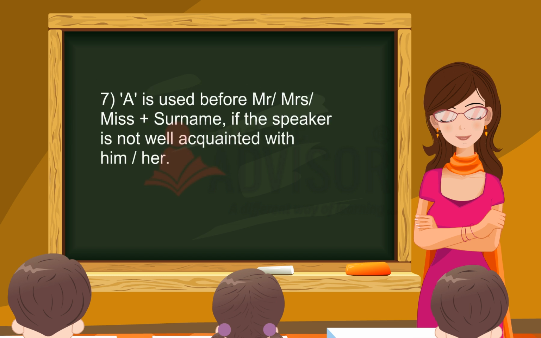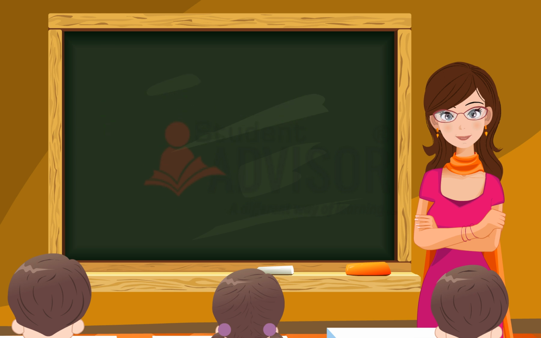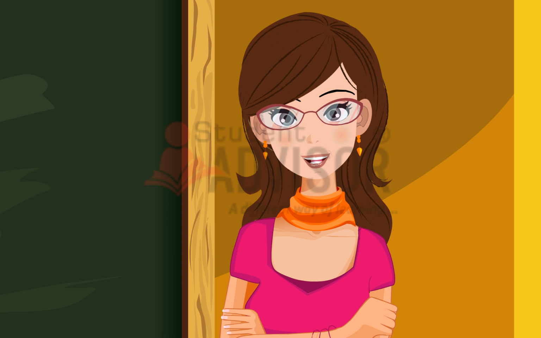A is used before Mr., Mrs., Miss plus surname if the speaker is not well acquainted with him or her. A Mr. Verma, a Mrs. Mathur, etc. Use of the definite article.